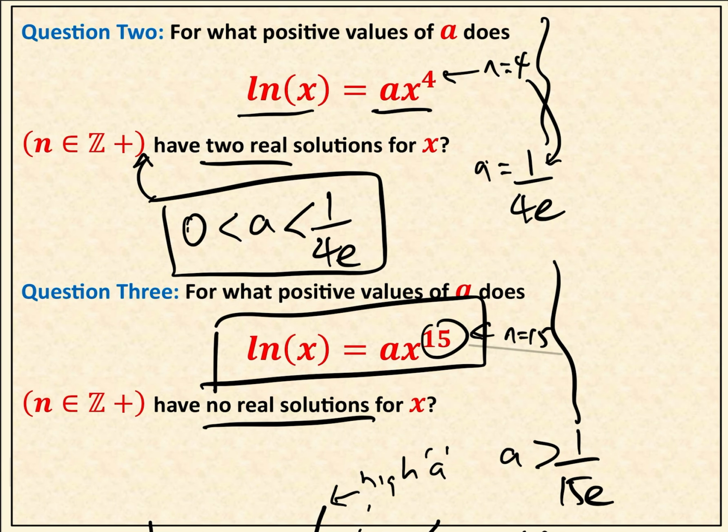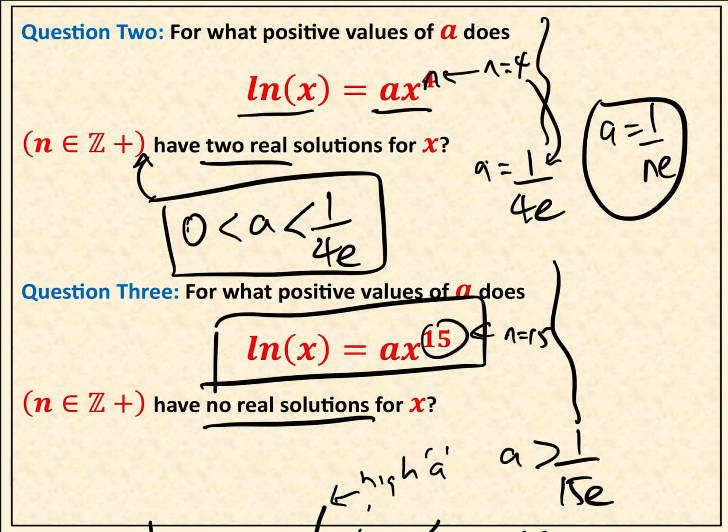And certainly if you do get these on multiple choice questions, it saves a hell of a lot of time, because sometimes these are quite difficult to think of, and if you just remember this formula, that a equals 1 over ne is when log x equals ax to the n has only one real solution, you can answer these very quickly. Okay, well I hope you found this useful.